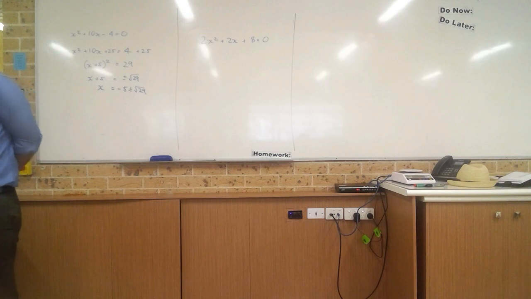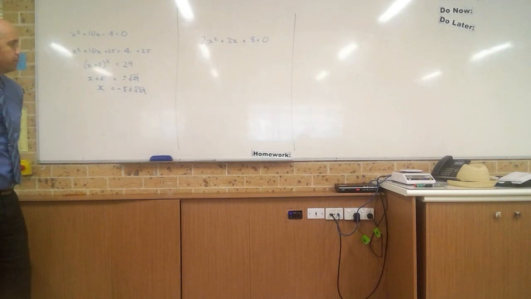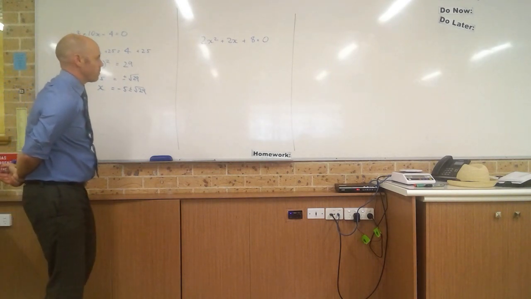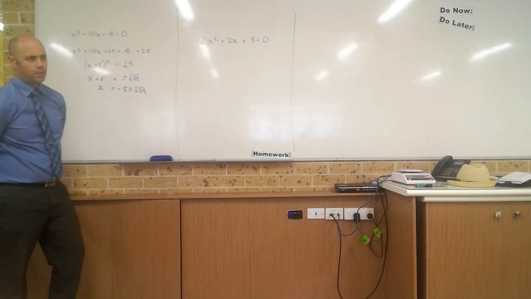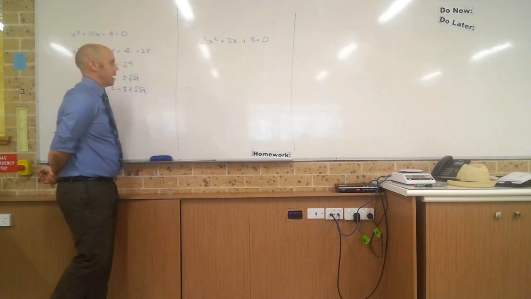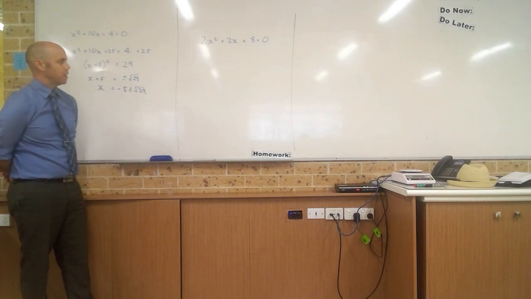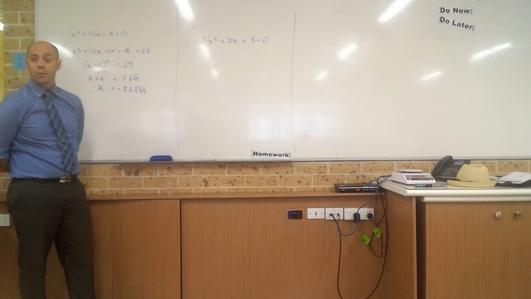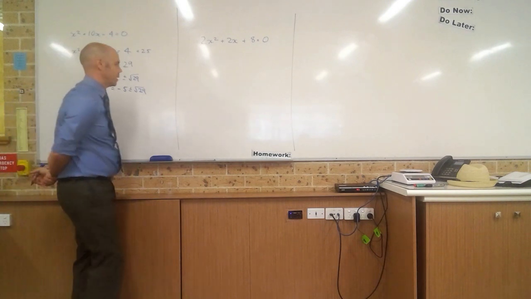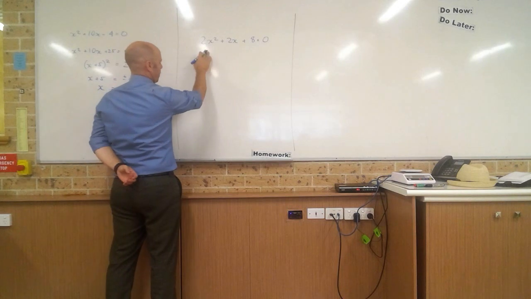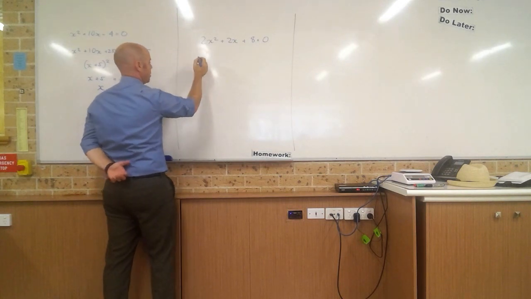So when you have a non-monic equation, you've got to do something to it first. And that is to factorize out the number that is the coefficient of the x squared term. Okay. And so I've done it nicely so I don't get a fraction, but you may have to get a fraction when you do it.